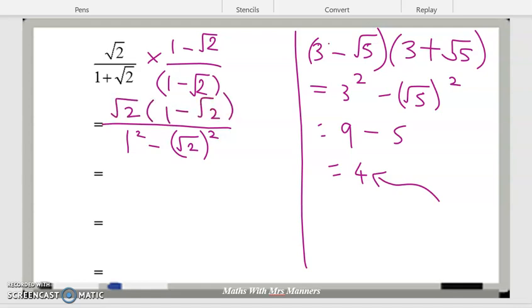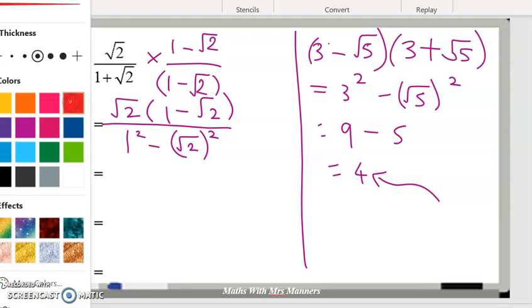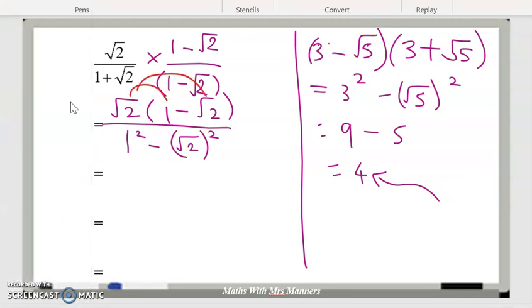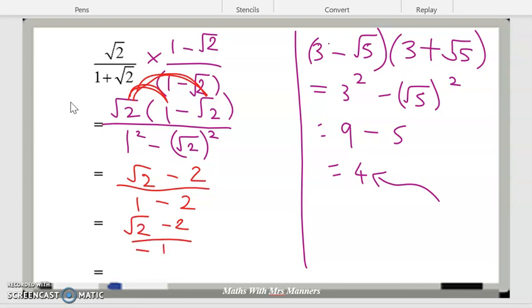Now in our next line we're going to tidy. So when we tidy, we're going to expand the brackets in the numerator, and then we're going to tidy up the bottom as well. So we've got on the denominator 1 minus 2, that's nice and easy, and in the numerator root 2 times 1, well that's root 2, and root 2 times root 2, well that would be 2. And then a little bit more tidying, I can tidy up the denominator to make it minus 1.